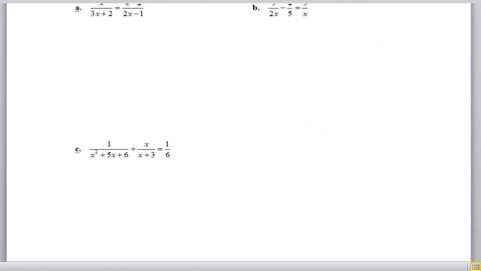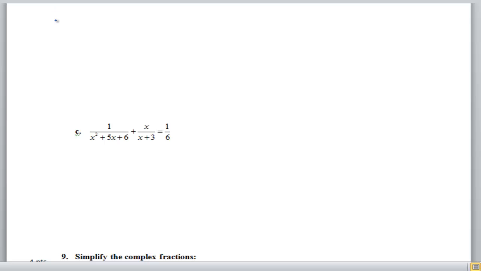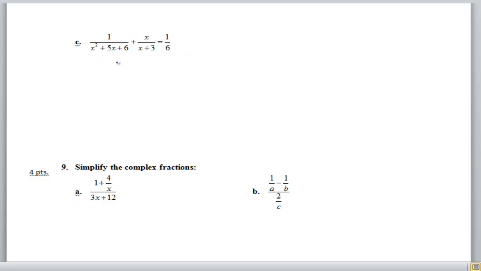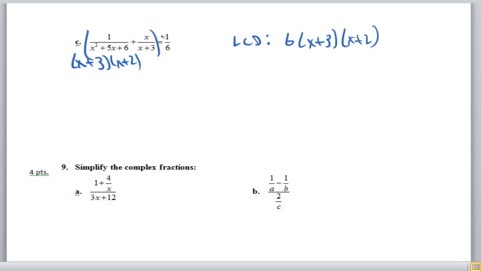8, I guess 8c I can do, because a lot of people have missed that one. So 8c now, the first thing is you have to get an LCD, and of course what happens is x squared plus 5x plus 6 just factors into x plus 3 times x plus 2, which means that the LCD here was really just 6 times x plus 3 times x plus 2. So what you did is you multiplied both sides of this by 6 times x plus 3 times x plus 2.